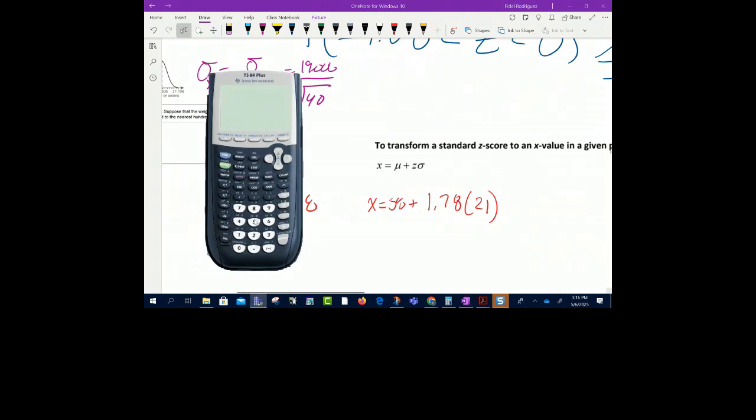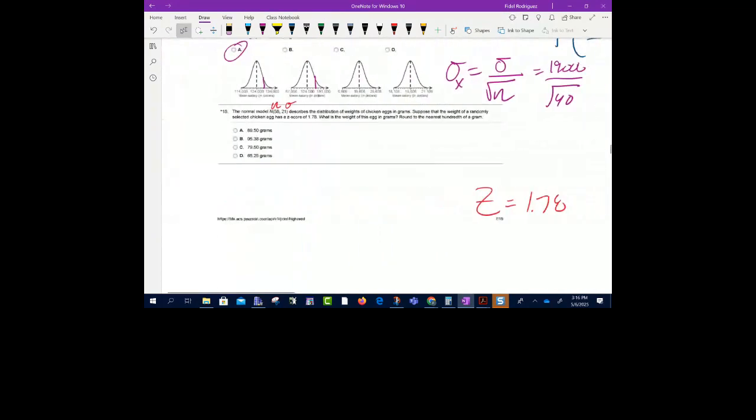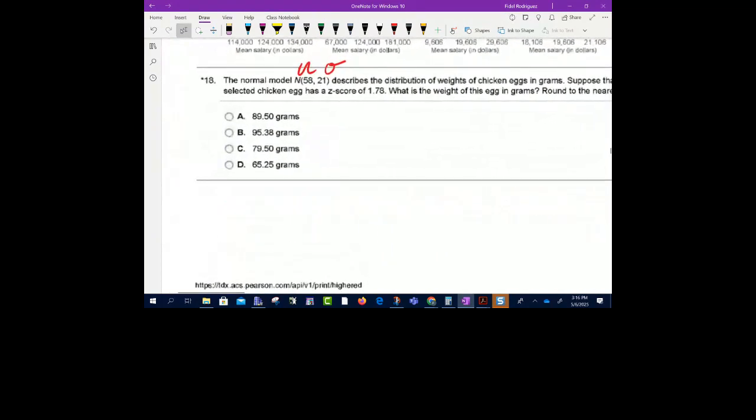Let's try that. Let's go 58 plus 1.78 times, we said, 21. And I'm coming up with 95.38. Is that one of my choices? Yes, choice B. There you go.